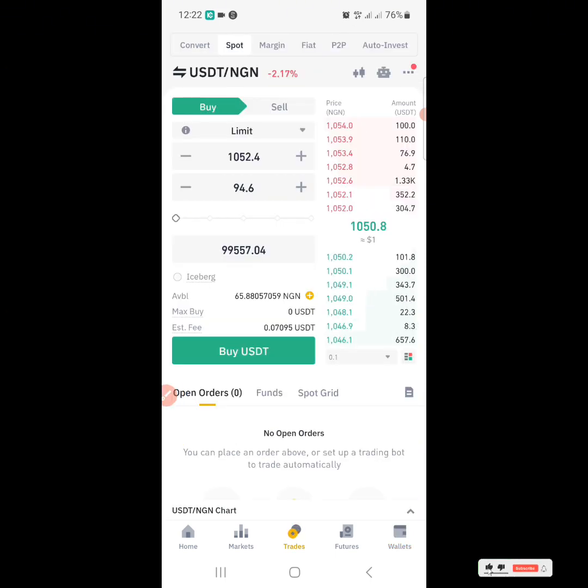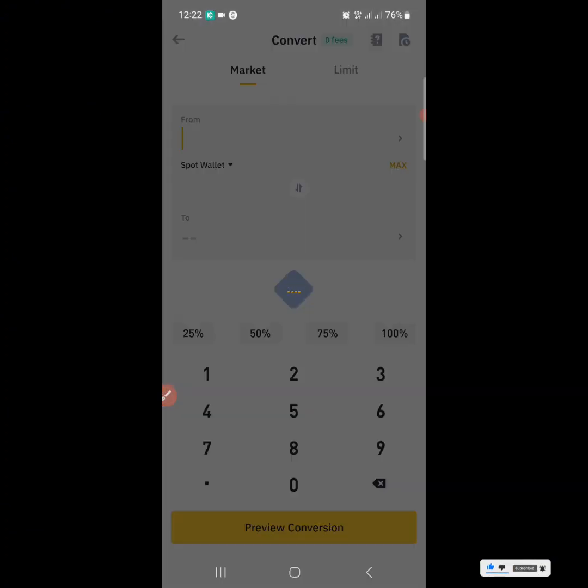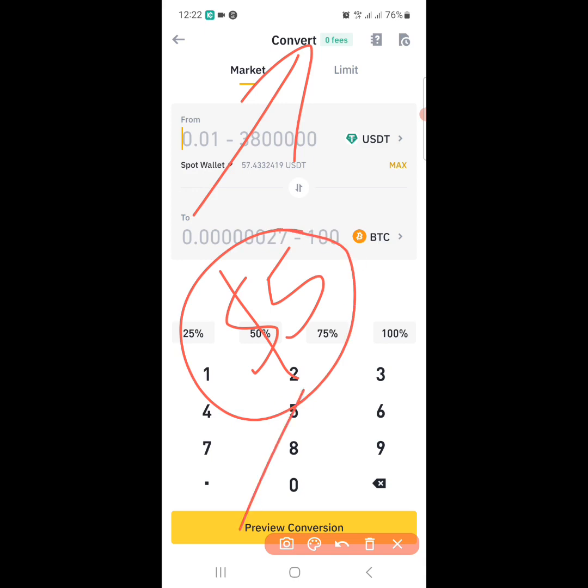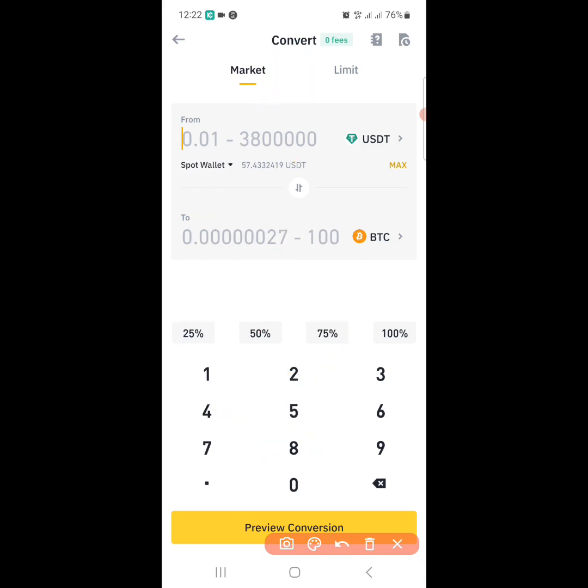You can also decide to buy USDT by just going over to this convert area. Just click on the convert area. What we do at this convert area is just for transactions that are below $5. So if you're performing transactions that are below $5, you can make use of this convert area. But if your transaction amount is more than $5, you can make use of the spot section at the trade area I was showing us the other time.